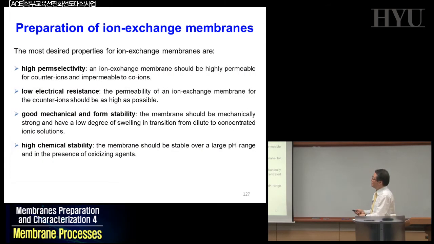But the selectivity and the resistivity have a trade-off relationship. So if you have a high permeability membrane, then the electrical resistivity should be low, and vice versa. So we need to compensate. We need to improve both selectivity as well as the electrical resistivity, and the stability as well.